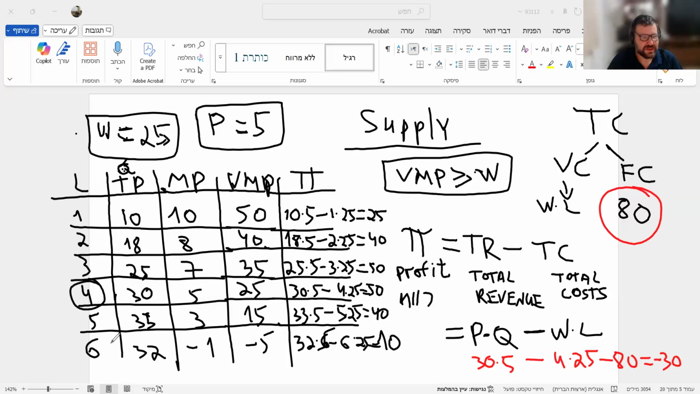So the difference between short run and long run is that in short run, I'm not interested in this 80 shekels of fixed cost, and in the long run, I am interested in this 80 shekels. So in our case, in short run, I will produce because I can earn this 50 shekels, but in the long run, I close the business because it's not profitable. Okay? Any questions?